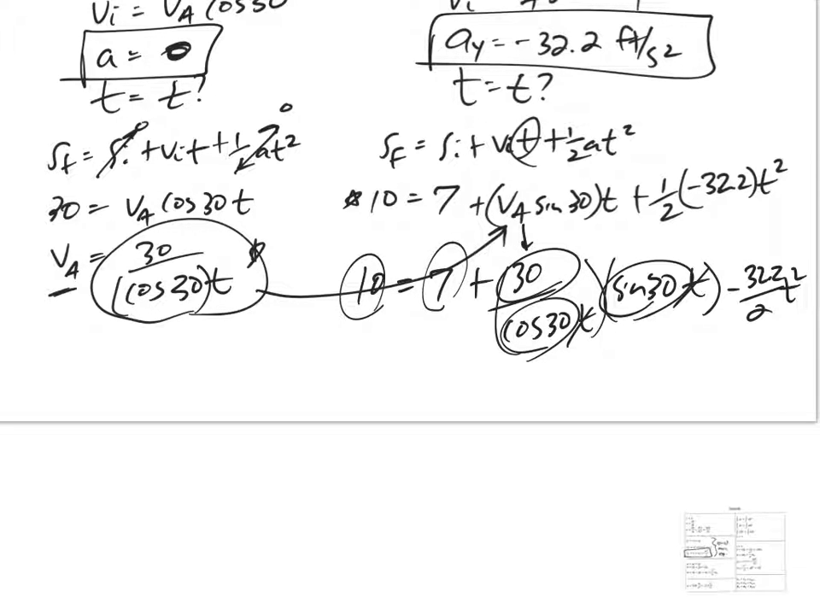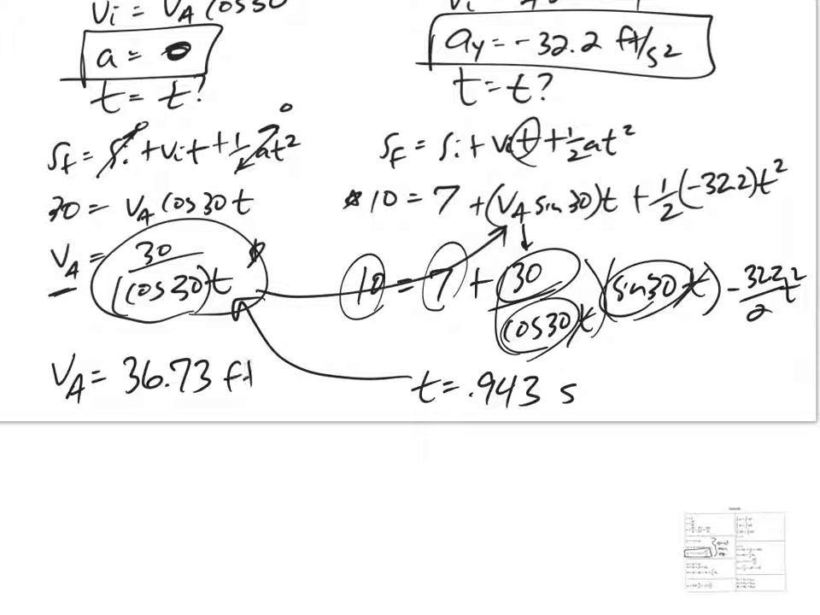7, where's the number? 10 is a number. All those numbers to one side, solve for t. So I would get t is equal to 0.943 seconds. So that's the time that it takes to get from A to C. Plug this in over to my x equation, and then I could get V_A. So plug in 0.943 right there. I can solve for V_A, and I got V_A is 36.73 feet per second. All right, so that is the initial velocity that we're going to have. This time right here is the time that it takes to go from A all the way to C. Okay, that was part of the equation, finding V_A.